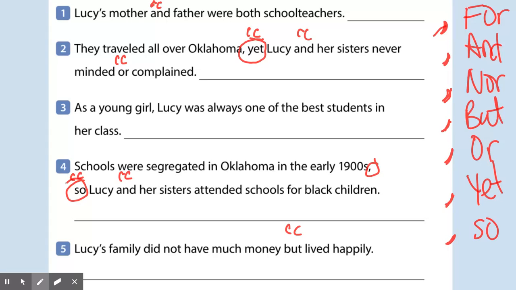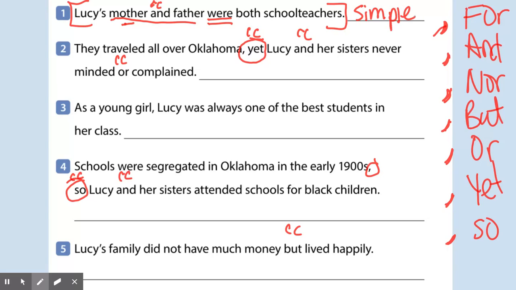Okay, so we're going to do some English math in class. So number 1, Lucy's mother and father were both school teachers. Well, you have a compound subject, mother and father, and there's the verb were. And that is the only subject and verb. So that means it is just one independent clause. And if it's only one independent clause, it is a simple sentence.